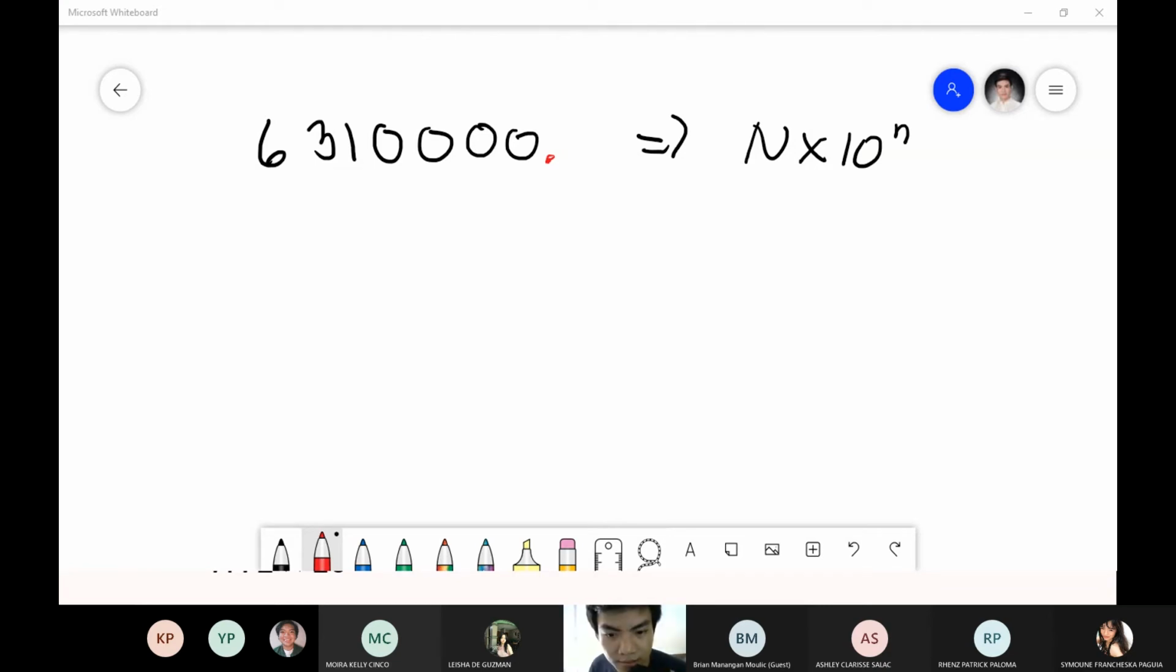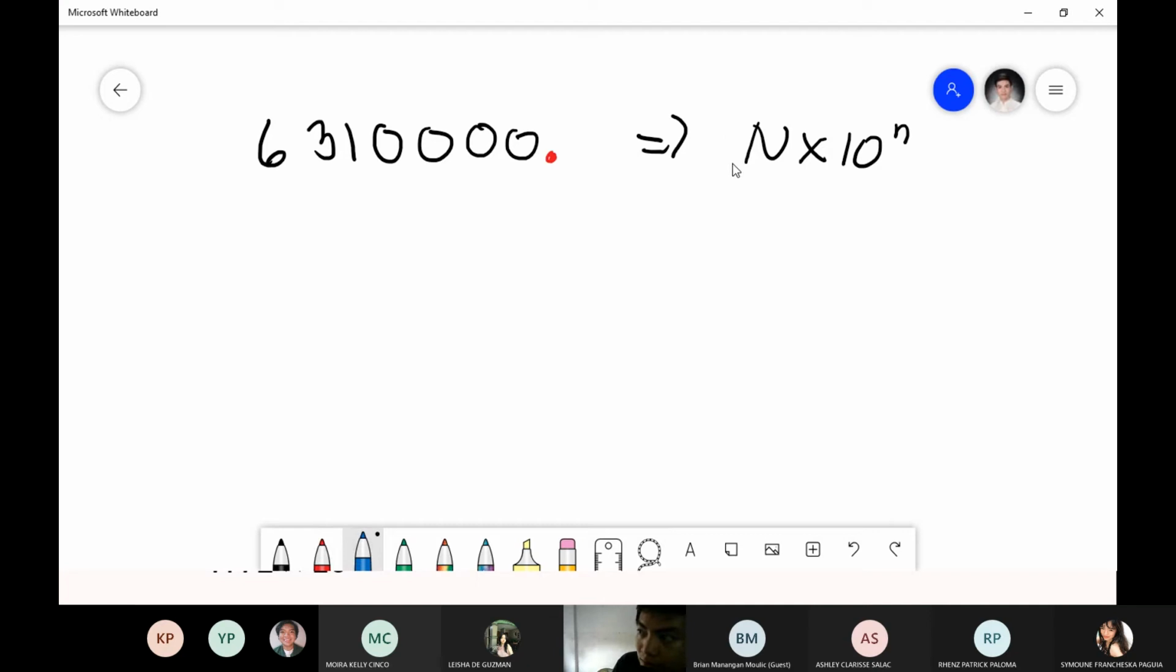So this is 6.31 times 10 raised to 6 according to you. I mean 6 times 10 raised to 6 pala. Okay, so let's check if that is correct. Again, kapag wala ka nakitang decimal point, most likely nasa right end yun. Ikaw na maglalagay nun.